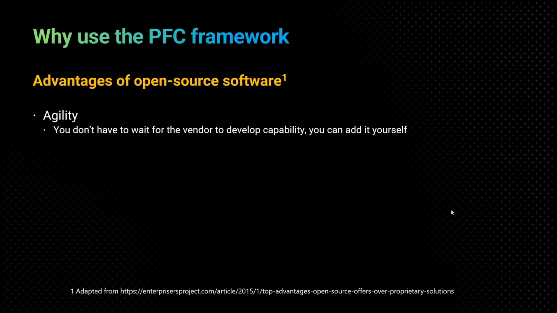So the first one is agility. If there's a feature that you believe is missing in PowerBuilder, you don't have to wait for the developer, in this case Appian, to necessarily provide that capability. If somebody that's working in the PFC project develops something that provides that capability, you use the PFC, you automatically get that capability.